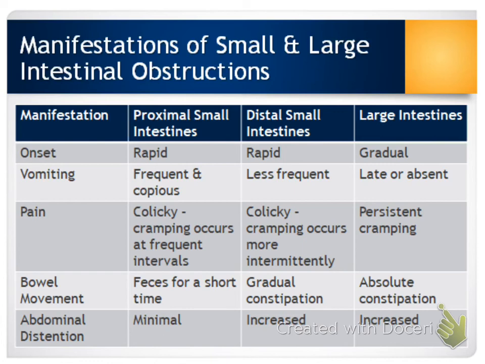The vomiting makes sense too. If the obstruction is higher, you would be vomiting up those contents because they're closer to the upper GI system. Vomiting may not occur, or may occur later, with a large intestine obstruction. Pain will vary in the different locations, and bowel movements, same thing. If the obstruction is higher, you may have bowel movements while you're relieving the stool in the lower part of the intestines, but eventually you'll have absolute constipation.